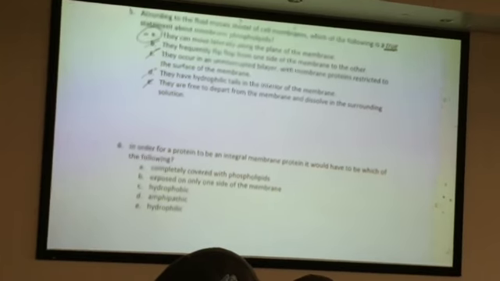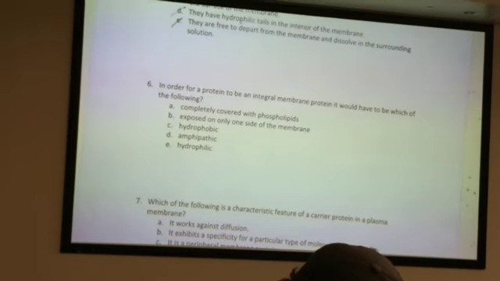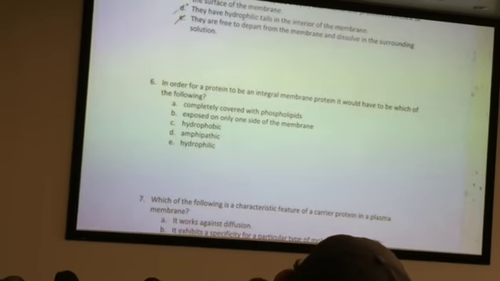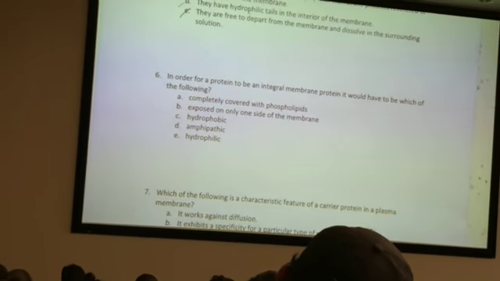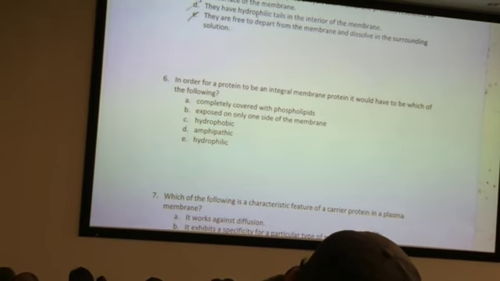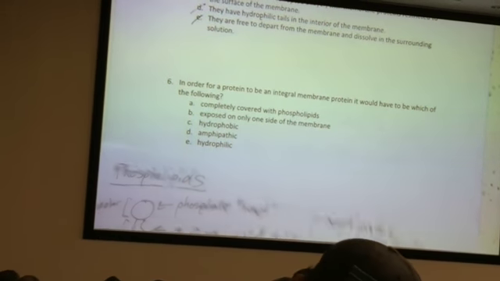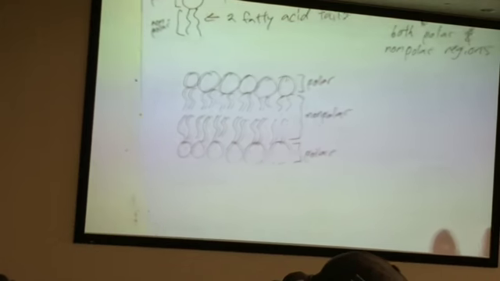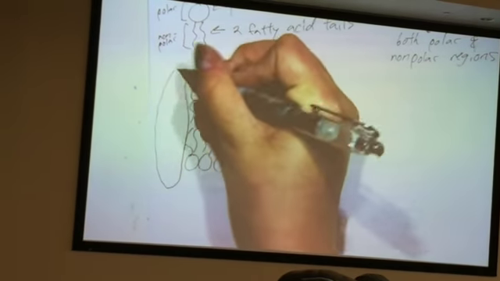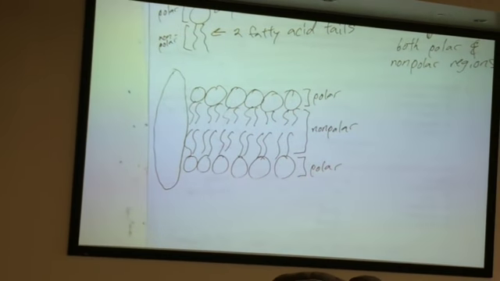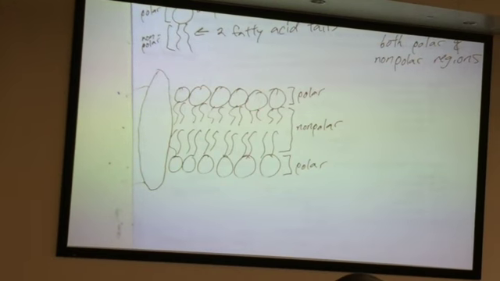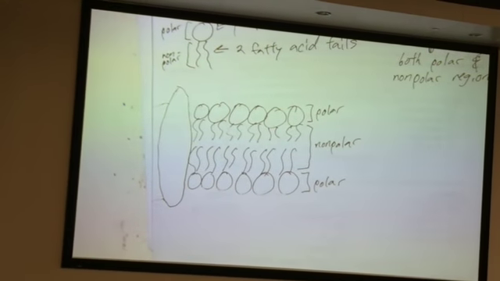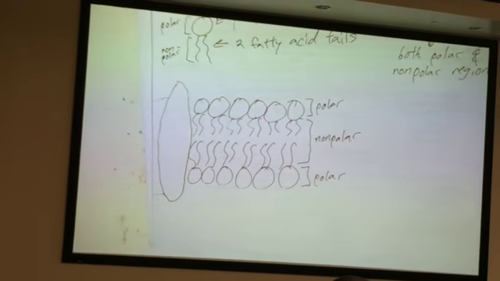So, this next one is really interesting. In order for a protein to be an integral membrane protein, we just talked about this, right? So it's inside the membrane. It would have to be which of the following? So, let's go back to our picture. We're going to add more to it. If I want to put a protein in here, say I want to put a protein right here. And you have to assume that there's more stuff happening on the side, but I didn't leave a space for that. Okay, so this is an integral membrane protein, right?